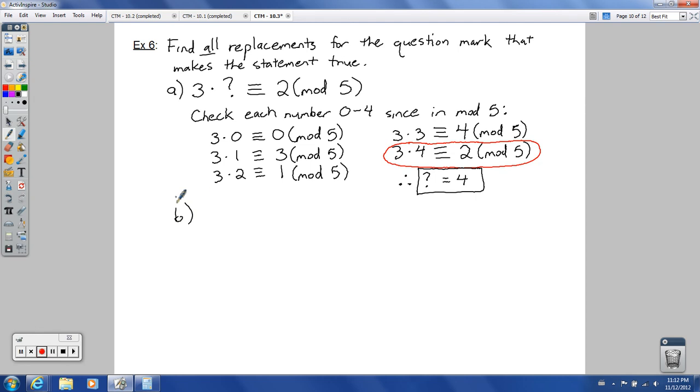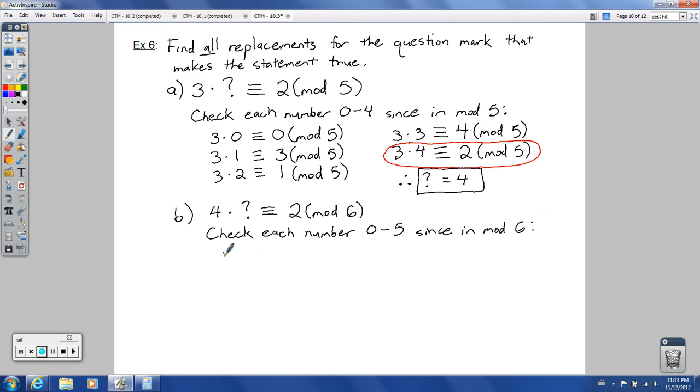Let's do another one similar to that, but with a little bit of a twist here again. So some new twists and turns as we keep going through this. 4 times the question mark is 2 mod 6 now. So what would make this true? So what do we need to check? We need to check each number. In this case, since it's mod 6, we're going to check the numbers 0 through 5 now instead.